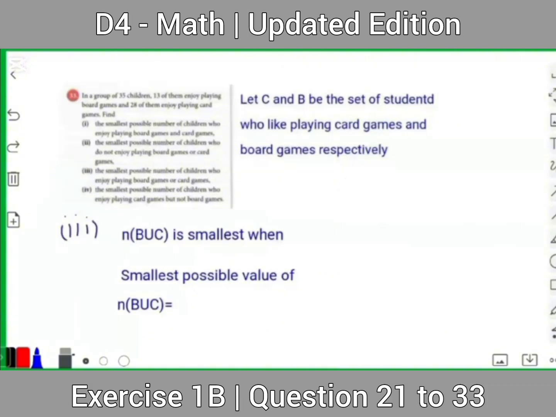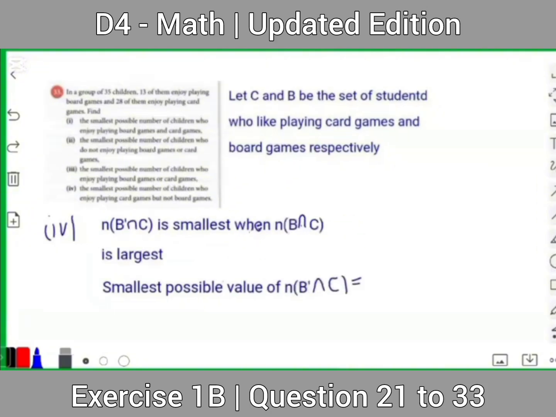Now in part 3, find the smallest possible number of children who enjoy playing board games or card games. So n of B union C is smallest when B is a proper subset of C. So the smallest possible value of n of B union C will be equal to 28. So the number of children who enjoy playing board games or card games is 28.